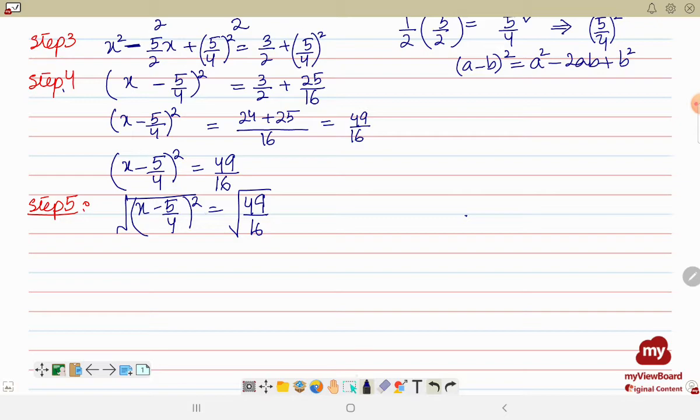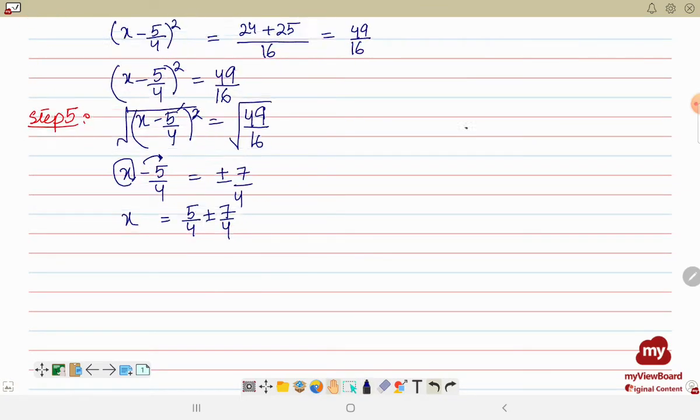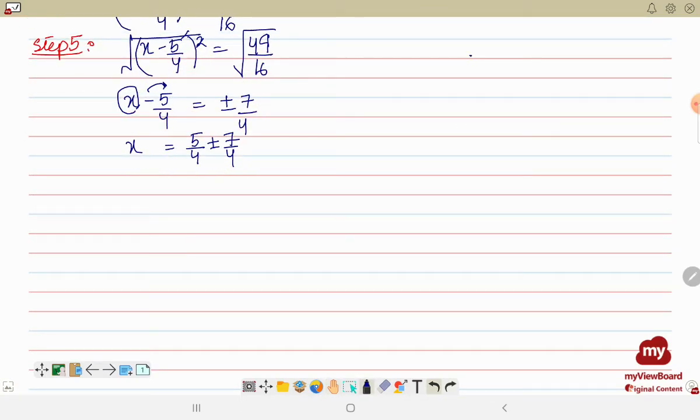So the square will get cancelled by its root, and we'll get x minus 5 by 4, and on the right hand side we'll be having 7 by 4. Right? Now after that, since we need just the value of x, we'll move 5 by 4 to the other side of the equation. So we'll further simplify it: 5 by 4 plus minus 7 by 4. So what we are going to do next, we'll solve it, one by the plus sign and the other by the minus sign.